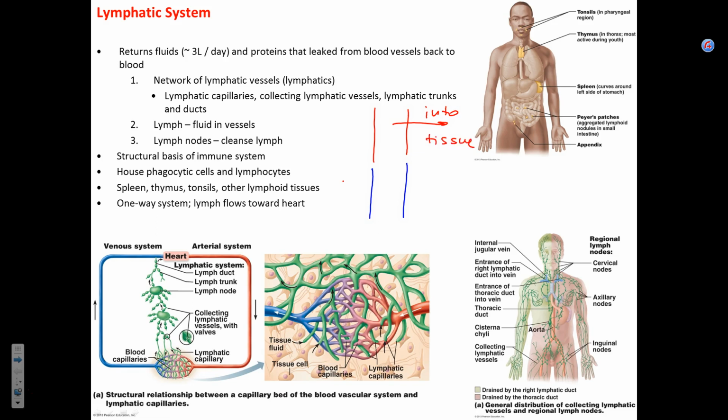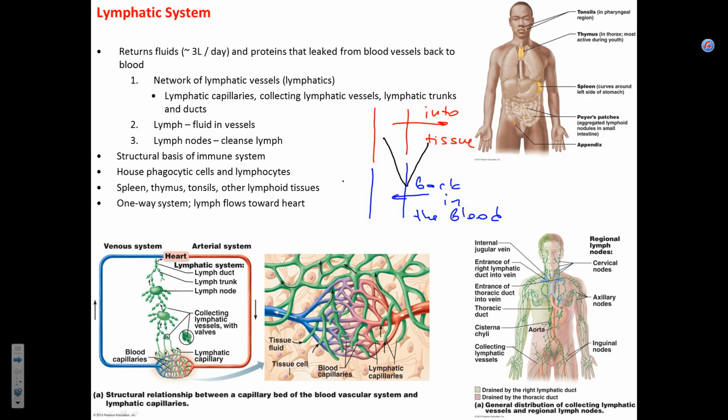And on the venular end, out of the tissue, back in the blood. Now, this flow of fluid into the tissue and back in the blood, the amounts that go each direction, are they equivalent? No. Which amount is bigger? Into the tissue, right. So this is going to be bigger than that, which means some fluid remains in the tissue.